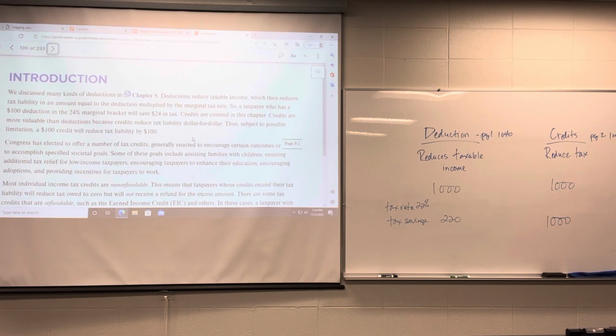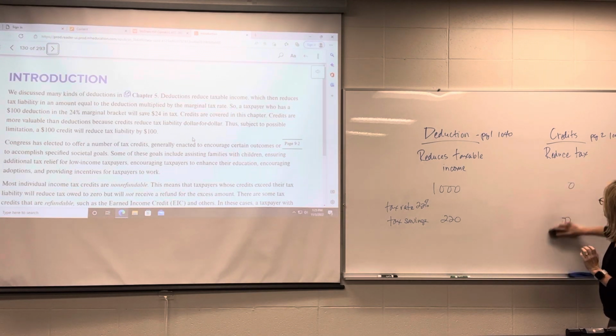So oftentimes, most times, tax credits are going to be more valuable than tax deductions. Not always. You still have to qualify for each of them, right? And we'll go through some of the rules for qualifying for each specific credit. Questions about the difference between a deduction and a credit? No? Okay.